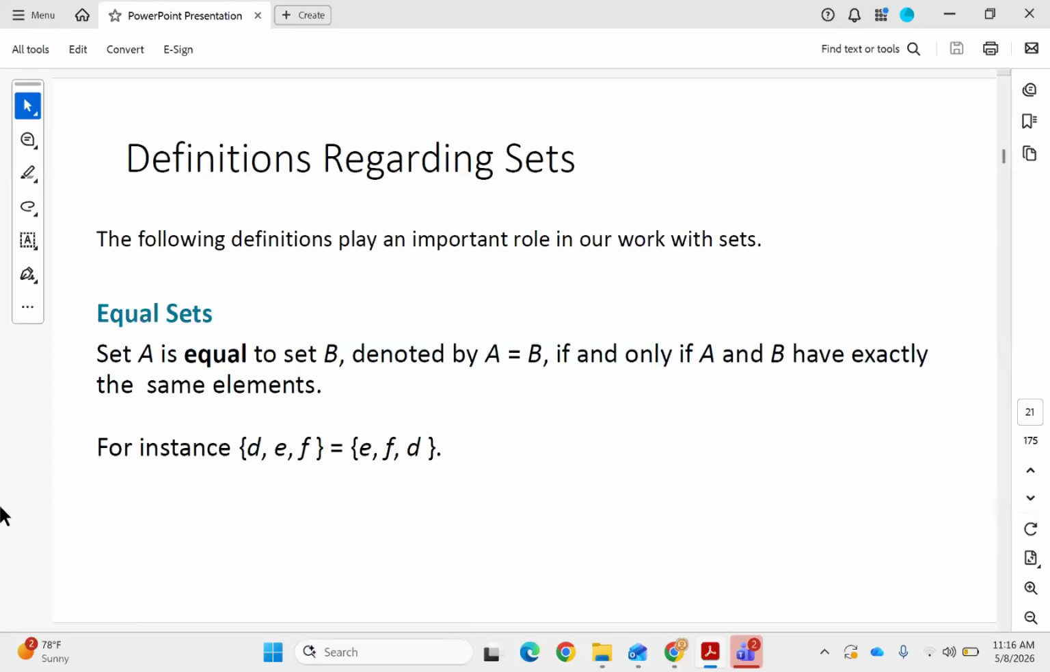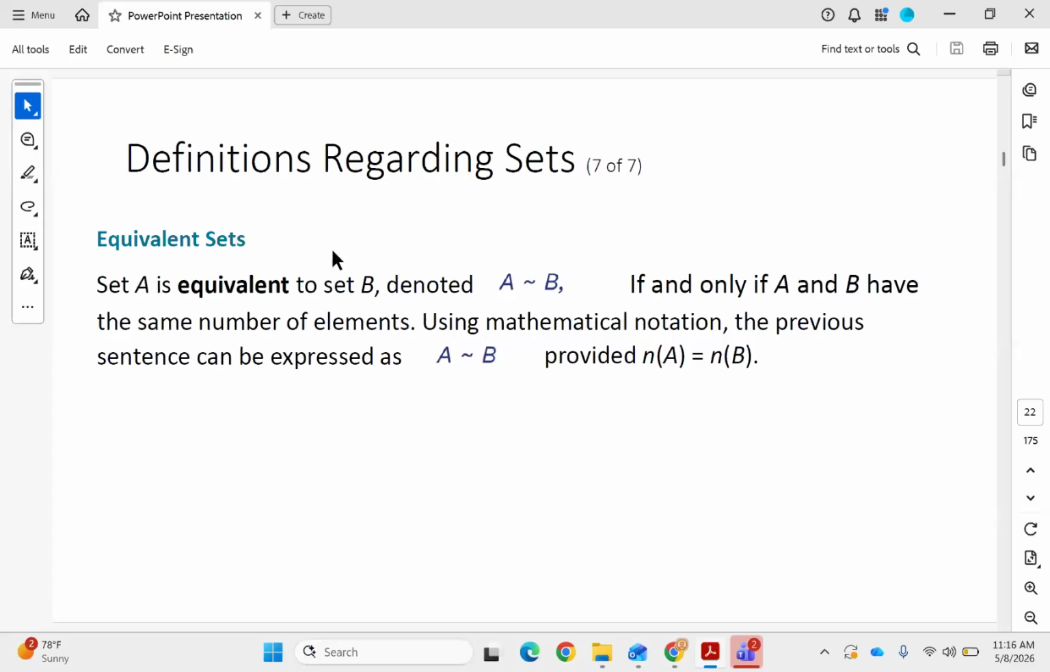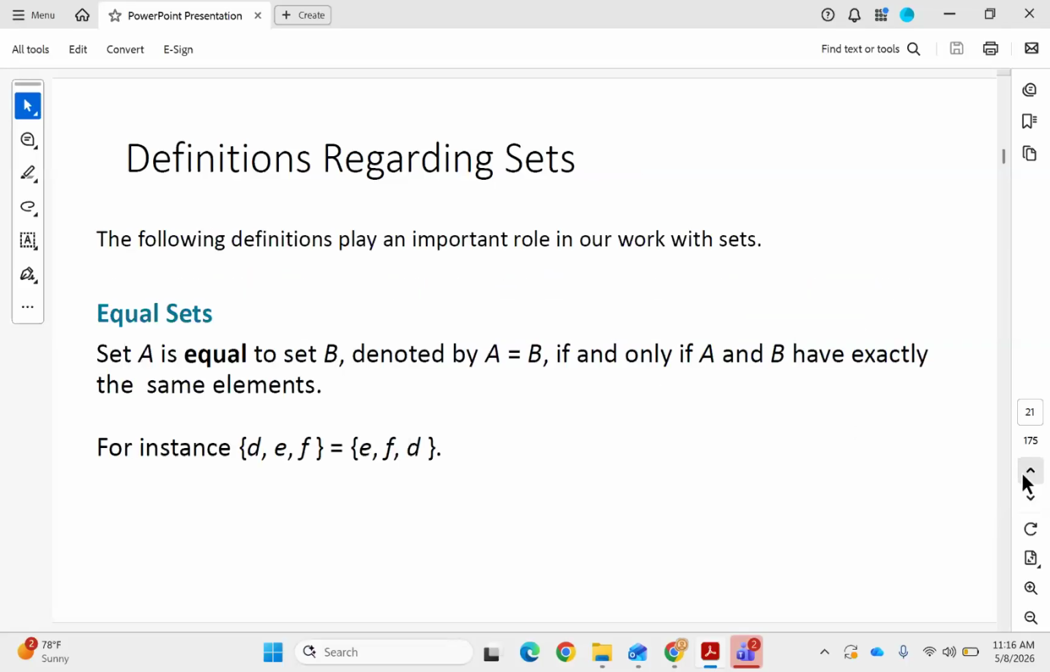We say that two sets are equal only when they have exactly the same elements. For example, here, D, E, and F, this set is actually not equal because it doesn't really have the same elements. However, we're going to say that two sets are equivalent when they have the same amount. So in the previous examples, these are not really equal because, well, actually, sorry. Somehow when I saw it, I thought it was A, B, and C. I changed it. So these two are equal because they have exactly the same letters, even if it's in a different order.